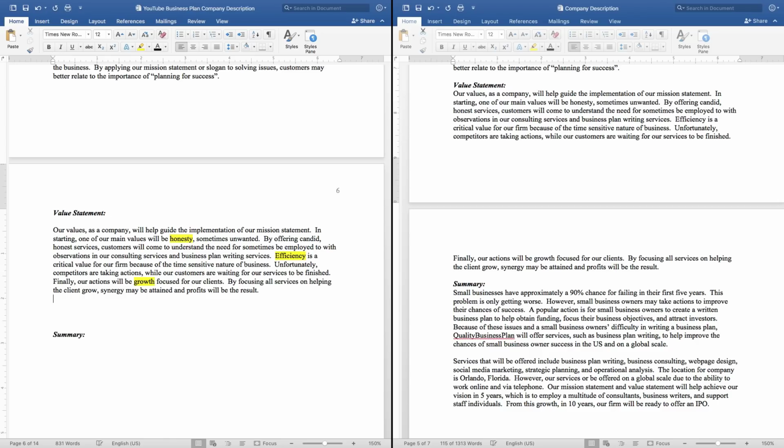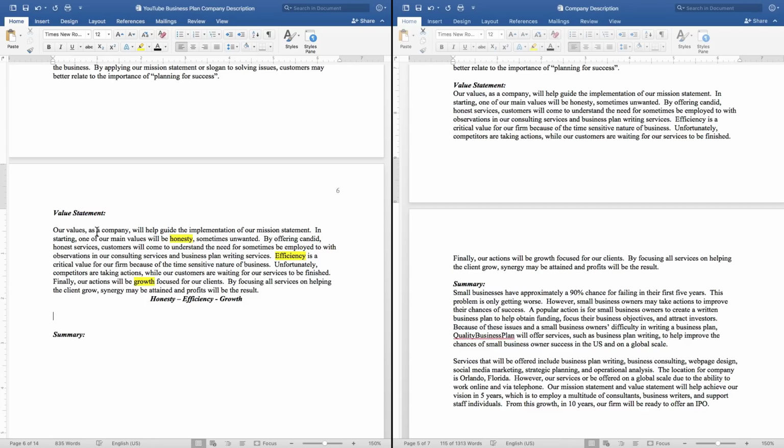And then at the end, what I'll do is I'll put honesty, and then I'll put a dash, and I'll put efficiency, and then I'll put another dash, and I'll put growth. Again, I want to highlight this information, center it, and italicize it. And heck, why not? We'll even make it bold too. All right. And so we'll introduce it up here.